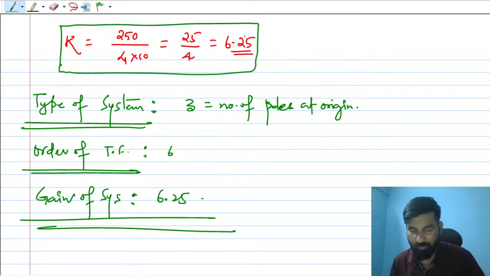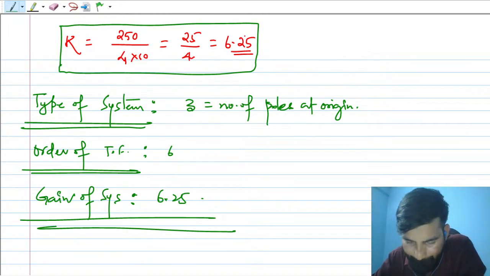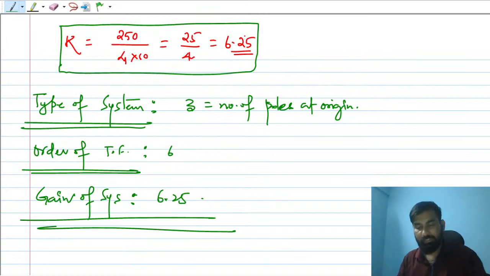Yes, Harsh, type is going to be 3. Okay. So this is the first model and the first type which you can find in the GATE examination, and this is a very simple question.